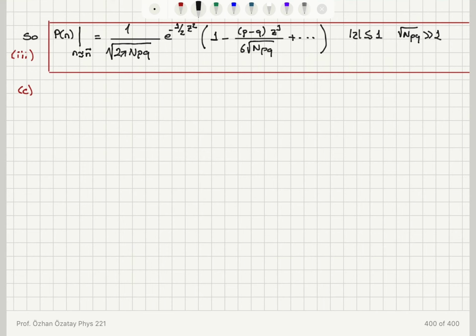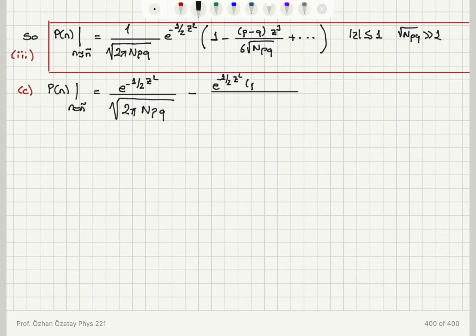So if I write P of n explicitly by distributing the prefactor into this parentheses, for n near n tilde, I have e to the minus 1 over 2 z square divided by square root 2 pi capital NPQ, that's the first term, and then the second term, minus e to the minus 1 over 2 z square (p minus q) z cubed divided by 6 square root 2 pi. Since I have two square root NPQs, this is going to be NPQ, plus higher order terms.